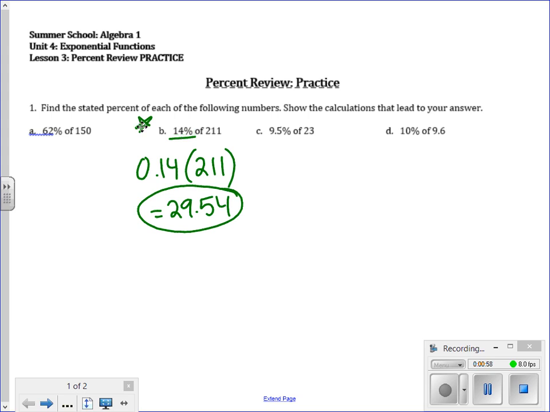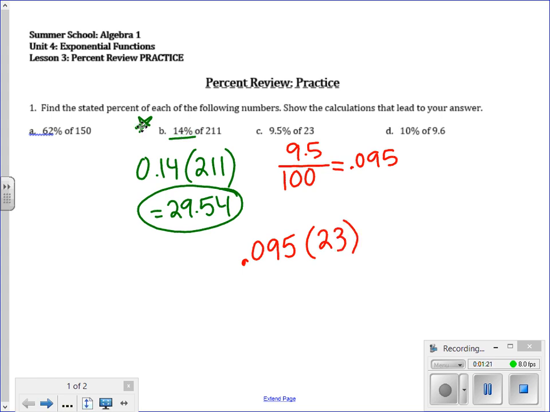All right, and number C, I need to find 9.5% of 23. Well, 9.5%, let's be careful as we figure out what that is as a decimal. To figure out that decimal, I take 9.5 divided by 100, and I get 0.095. So I'm going to take that percent as a decimal, 0.095, and multiply it by 23. When I do that, I end up with 2.185. That is 9.5% of 23. Okay. Try A and B, and if you have questions, check the answer key that's posted on Canvas.